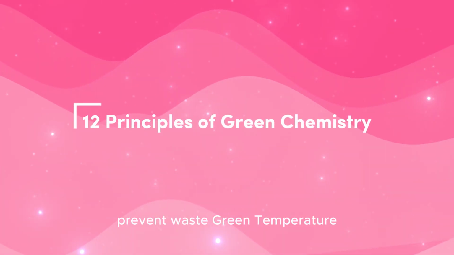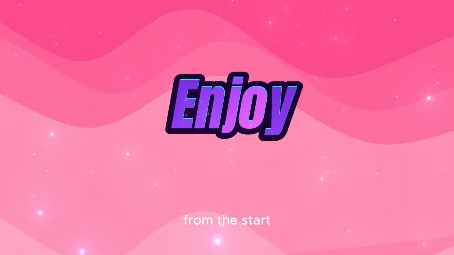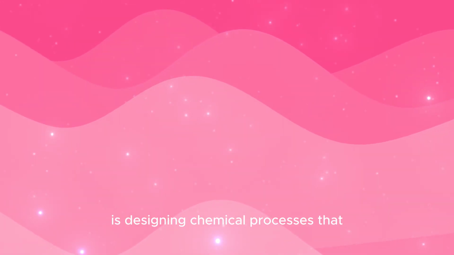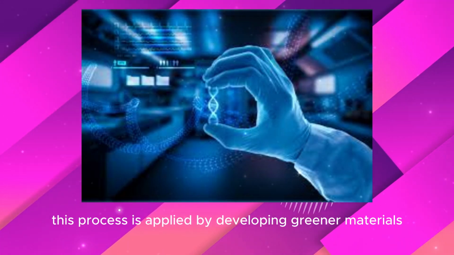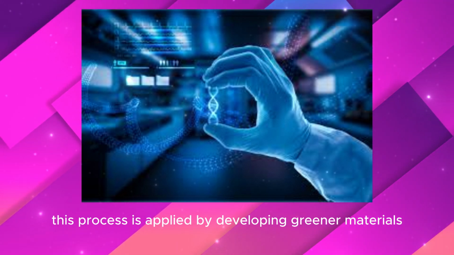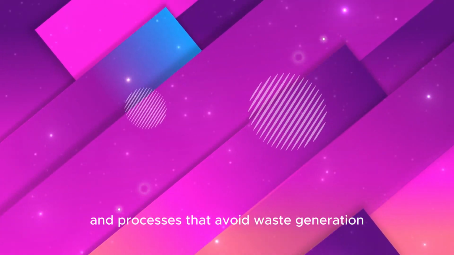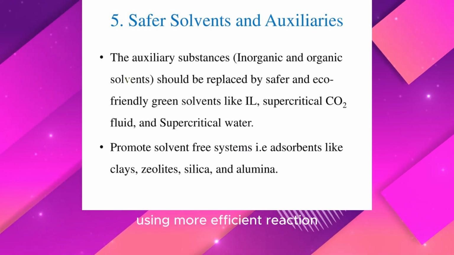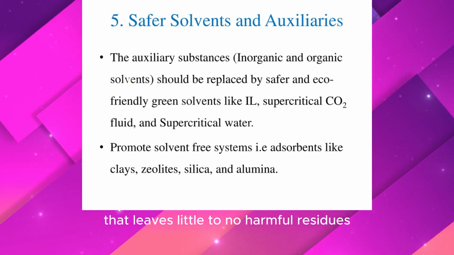Prevent waste. Green chemistry focuses on reducing or eliminating waste from the start, rather than managing it after production. This means designing chemical processes that minimize byproducts and pollution. In nanotechnology, this principle is applied by developing greener materials and processes that avoid waste generation at the source. For example, scientists create nanomaterials using more efficient reactions that leave little to no harmful residues.